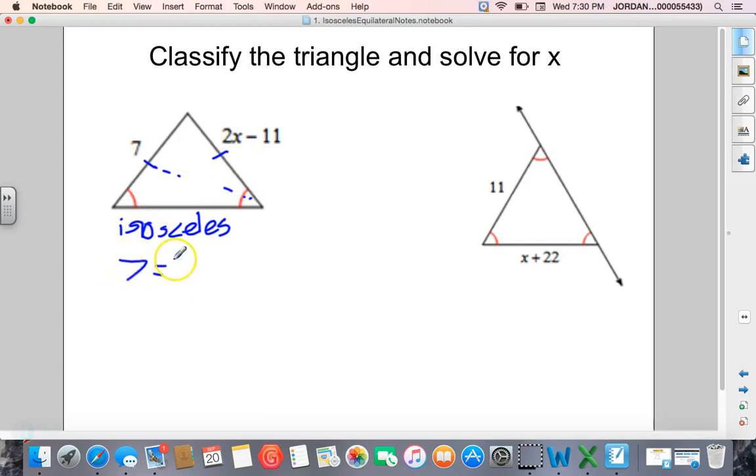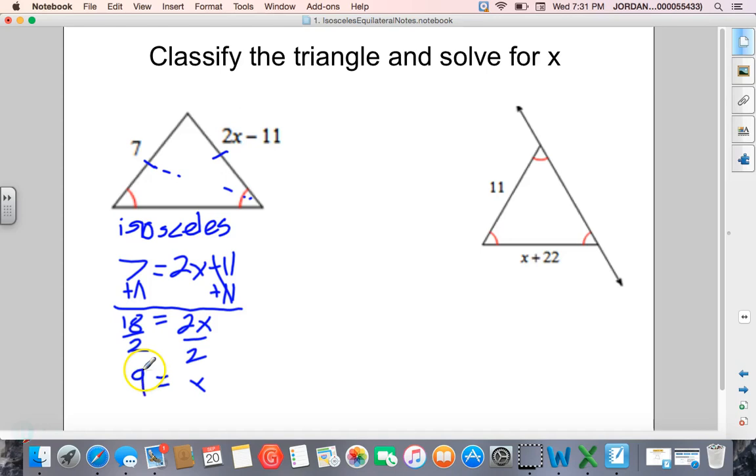So now we can set up an equation to solve for x. We're going to add 11, that cancels, and we bring down our 2x. And over here we've got 7 plus 11 is 18, and we divide by 2, so x equals 9. And that's our answer. So we solve for x, and we classify the triangle as isosceles.